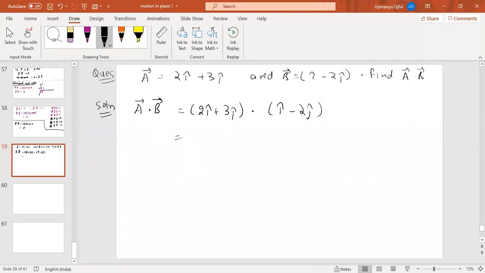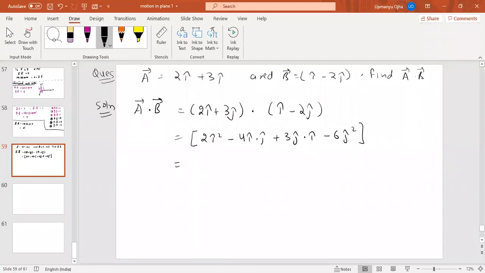If I multiply 2i cap with i cap, that will be equal to 2i square. Correct? Now if I multiply 2i cap with minus 2j cap, that would be minus 4 i dot j cap. Similarly, if I multiply 3j cap with i cap, that would be plus 3j cap dot i cap, and 3j cap multiplied with minus 2j cap would be minus 6j cap whole square.